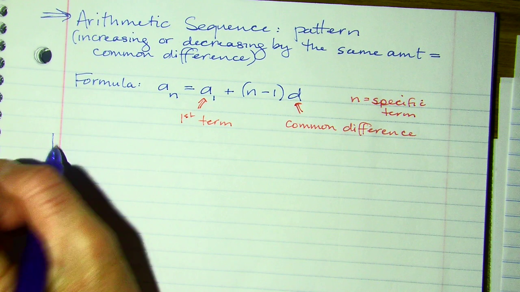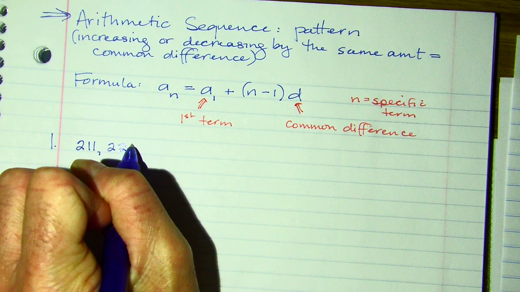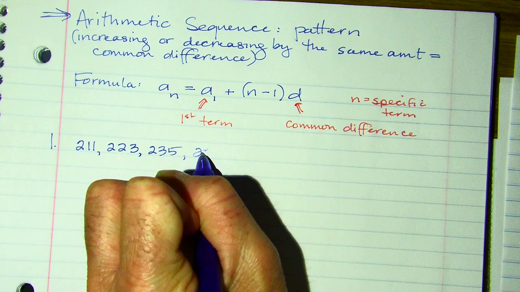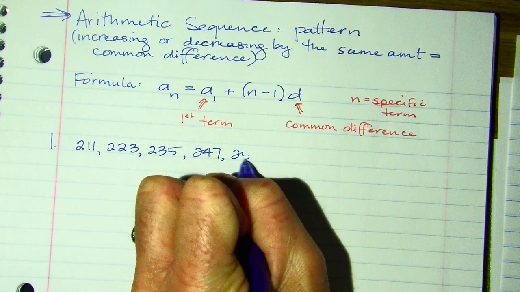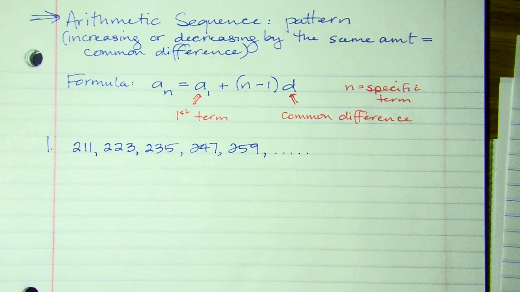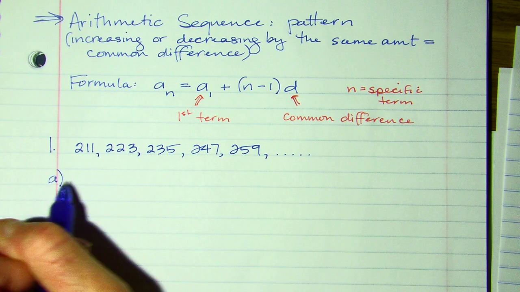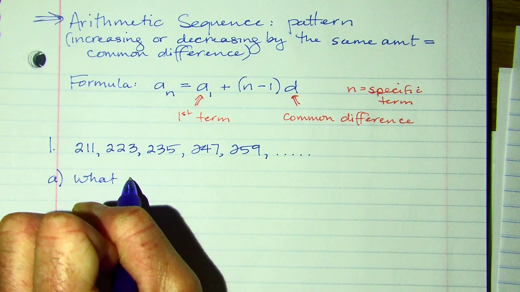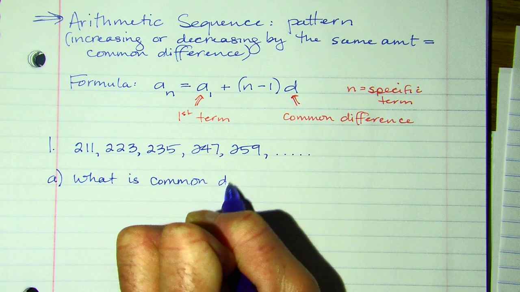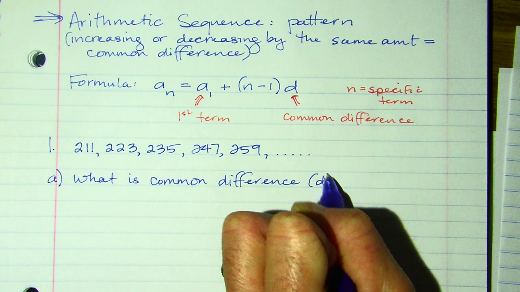So number 1, here's a pattern: 211, 223, 235, 247, 259, and those dots are signaling to you that this pattern continues on and on. So first part, let's find your common difference. And remember, as far as our formula goes, that's the letter d.